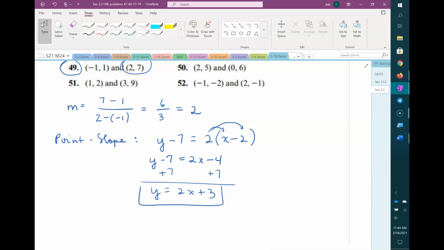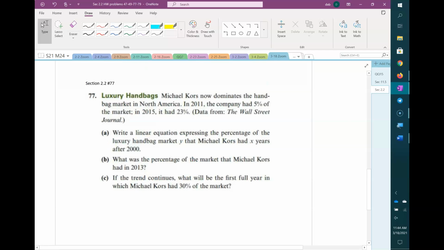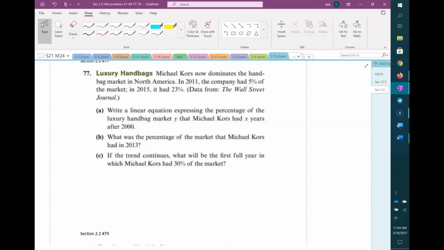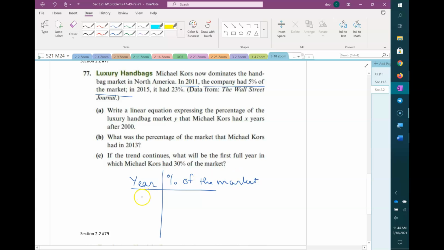Okay, then the next one I was asked about was number 77. So I like to make charts for these kinds of problems. It's saying that in 2011, so I'm going to have a column for the year and what percent of the market they had. So in the year 2011, they had 5% of the market. And in the year 2015, they had 23% of the market.